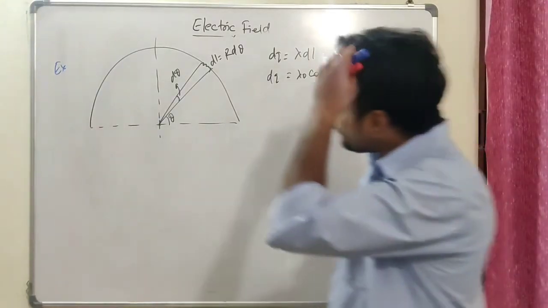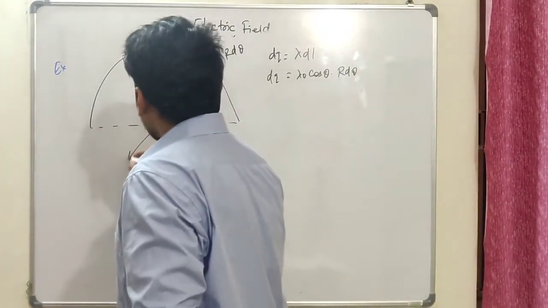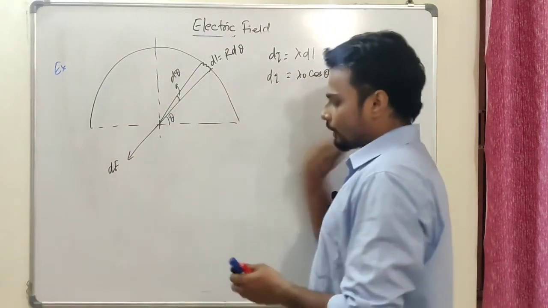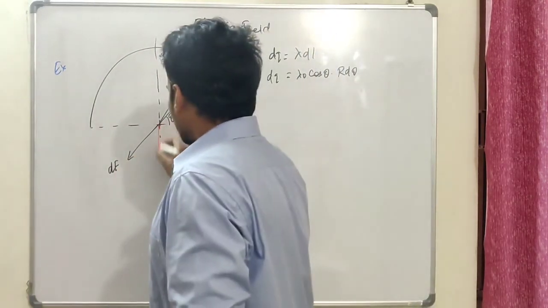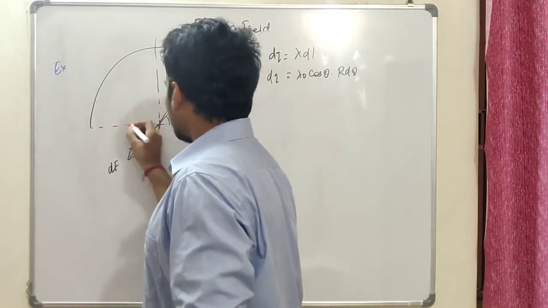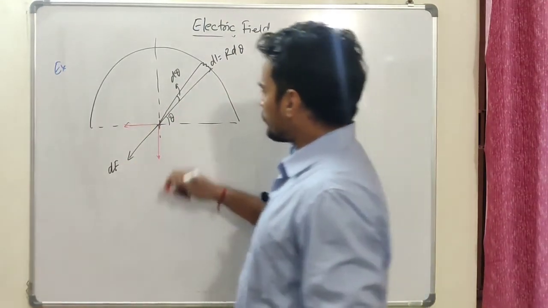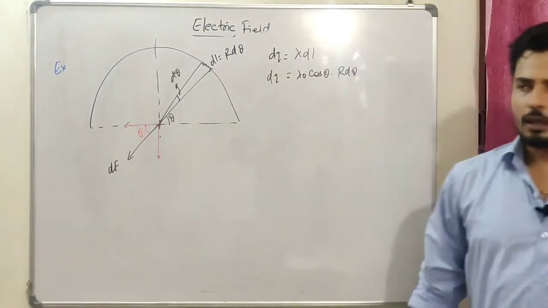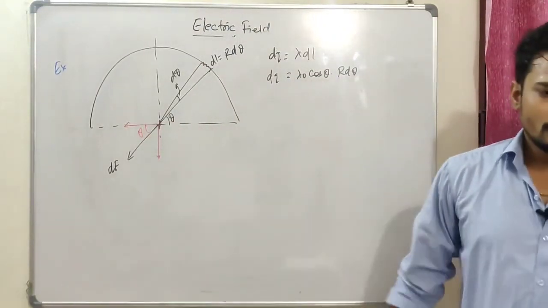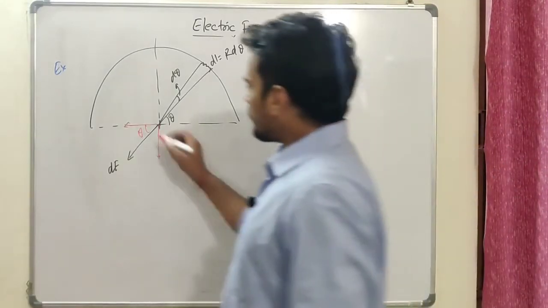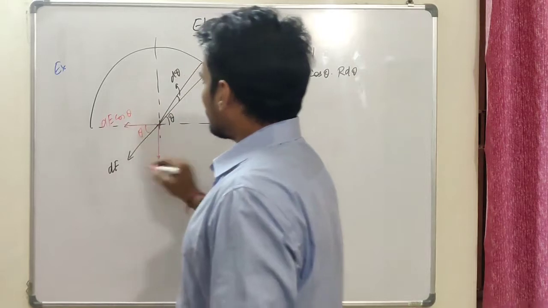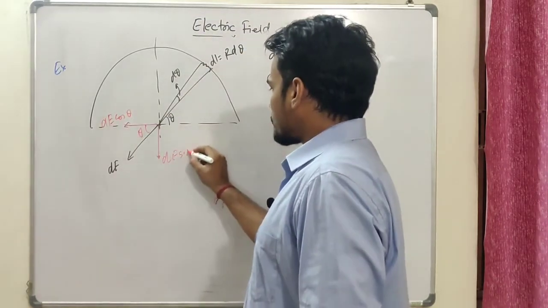Because of this, we'll have a small electric field in this direction, let's say that is dE. We'll have 2 components of it, one vertical and one horizontal. If this angle is theta, then this angle should also be theta. So this part is cos theta, and that is sin theta. This is going to be dE cos θ, and this is going to be dE sin θ.